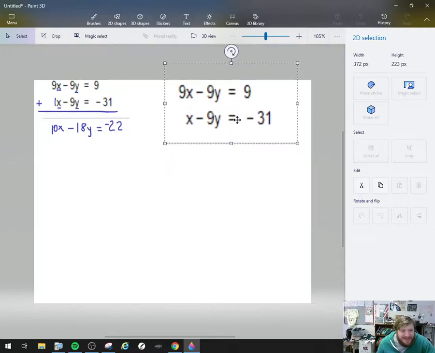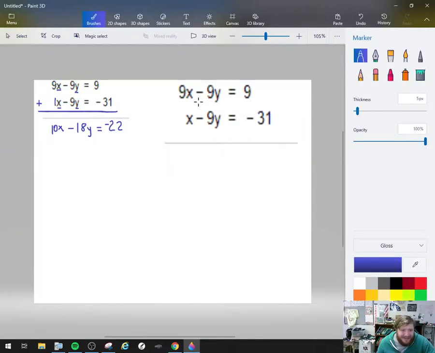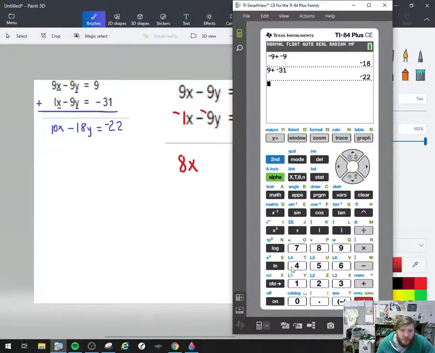It's all for a reason, I promise. I'm going somewhere with this. Instead of adding in this case, what would happen if we went through and subtracted? So 9x minus 1x is 8x. Negative 9y minus negative 9y. What is negative 9 minus negative 9?